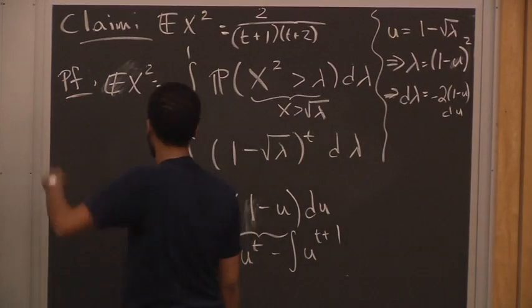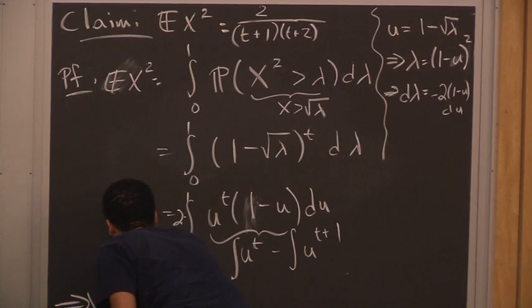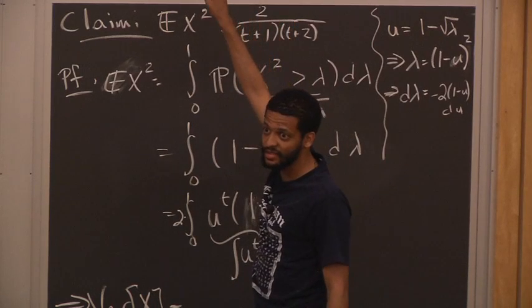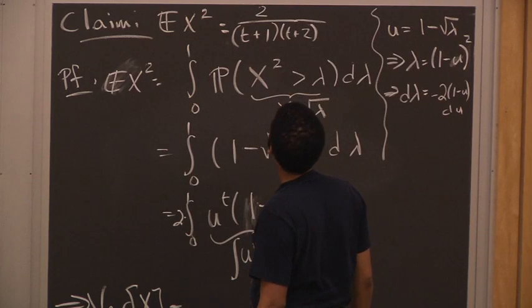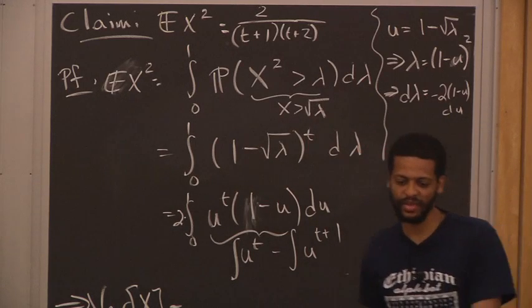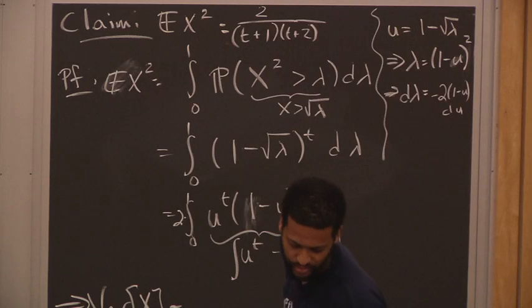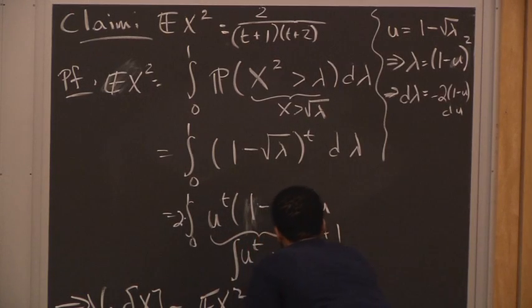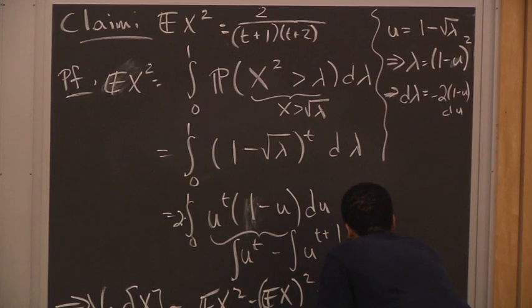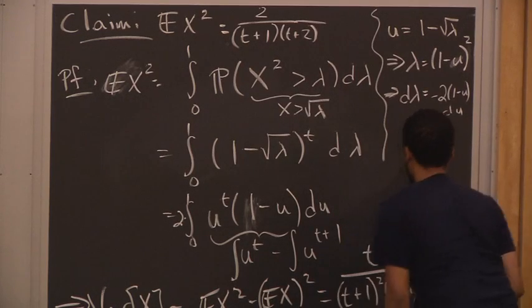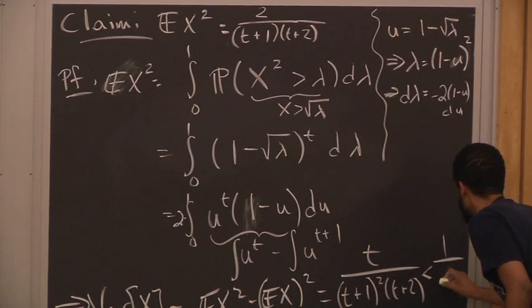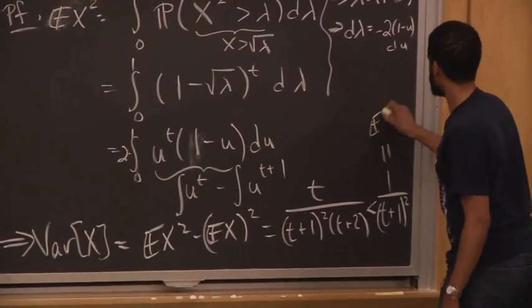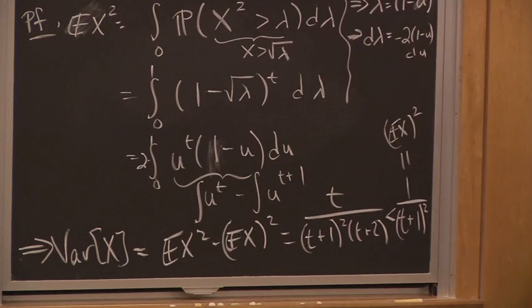Which the variance is the difference of the two. So if you do that calculation, which I won't do here, the variance of x is equal to this minus the square of that, which gets you something like, I think, t over (t plus 1) squared (t plus 2). Which is less than 1 over (t plus 1) squared, right? Which is the same thing as the expectation of x squared. Okay? Okay, good.